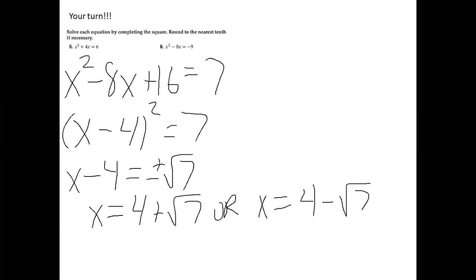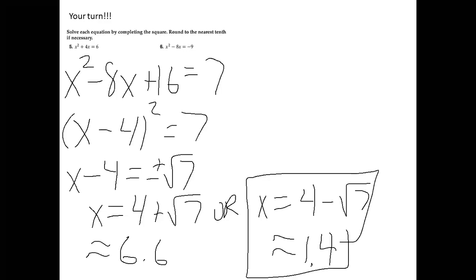Oftentimes we're going to ask you to round to the tenths. So if you put that into your calculator, 4 plus square root of 7 is about 6.6. Wavy the equal sign because it's an approximation. And then when you enter 4 minus the square root of 7 into your calculator, you get approximately 1.4. Okay, so those are your 2 answers there.